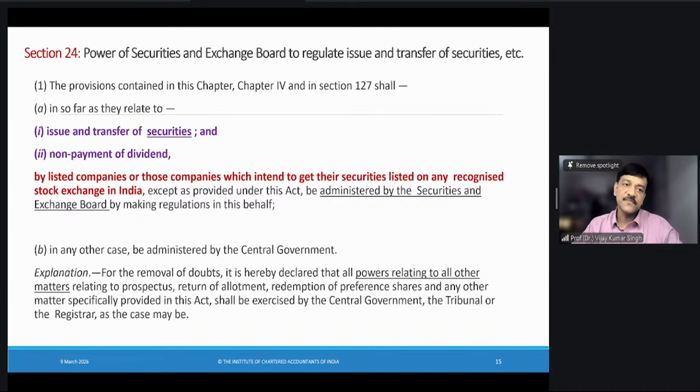So you can see here in sub-clause 1, there are two items which are mentioned, issue and transfer of securities and non-payment of dividends. Other than that, there are many other matters like return of allotment, preference shares. All these things will be governed by the Companies Act. Or you can say the central government, tribunal and registrar will be in charge, not SEBI. This is what it is trying to tell you. But in case of listed companies, everything will be dealt with by SEBI.